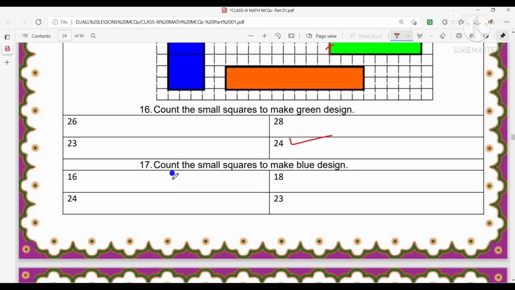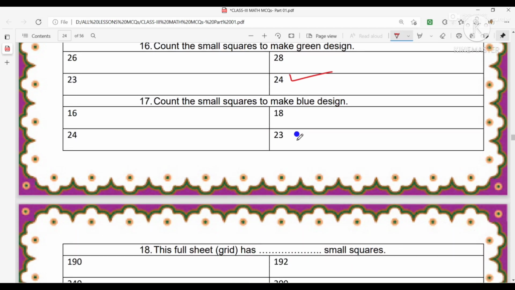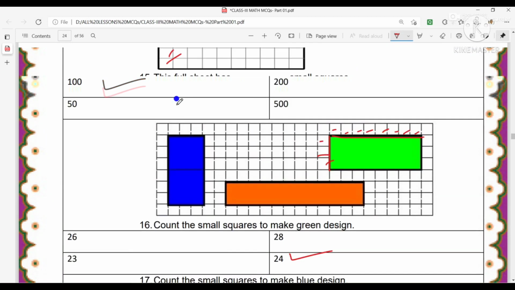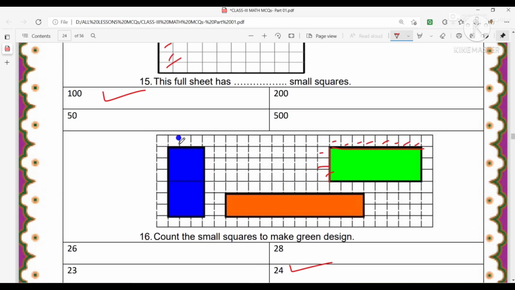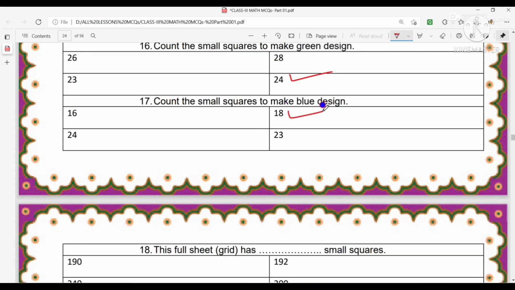Okay. Then count the small squares to make the blue design. Blue design, simply you have to again count. Along the length 1, 2, 3. Along the breadth 1, 2, 3, 4, 5, 6. So 3 into 6 will be 18.